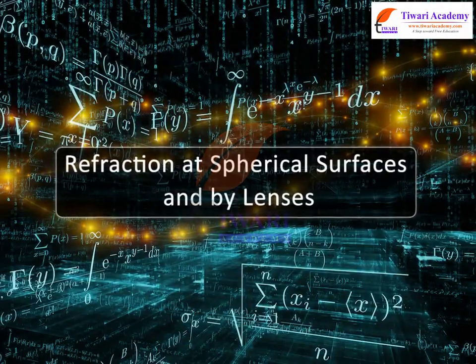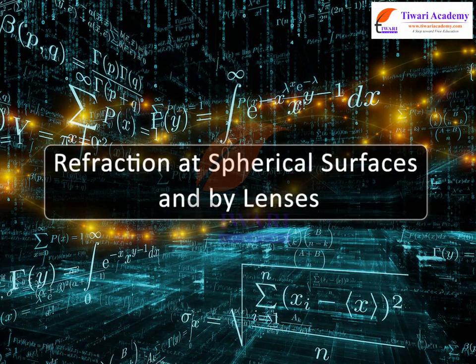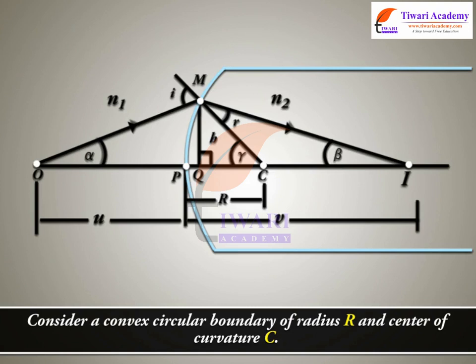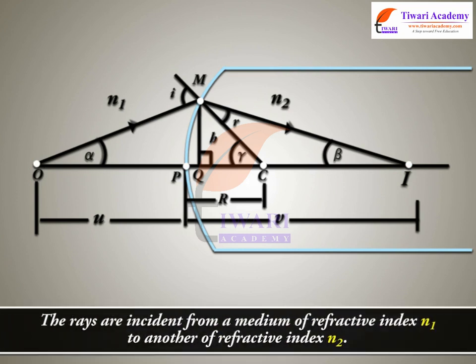Refraction at spherical surfaces and by lenses. Consider a convex circular boundary of radius R and center of curvature C. The formation of image I of an object O on the principal axis of a spherical surface. The rays are incident from a medium of refractive index n1 to another of refractive index n2.